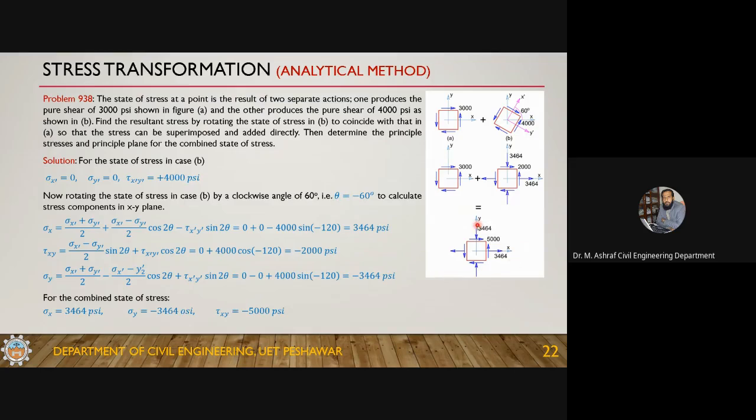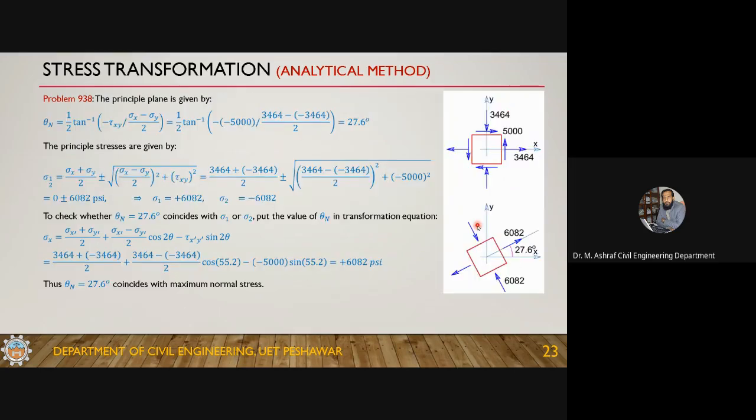And now the problem is simple. You will have to calculate the principal plane and the principal stresses. This is the state of stress in the XY frame of reference. So theta n is equal to this one, plugging in the values, and you will get 27.6 degrees. It's a positive angle, a counterclockwise angle.